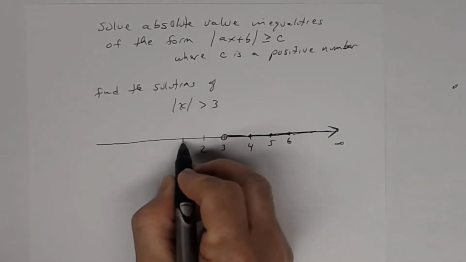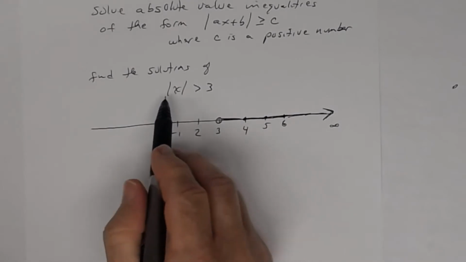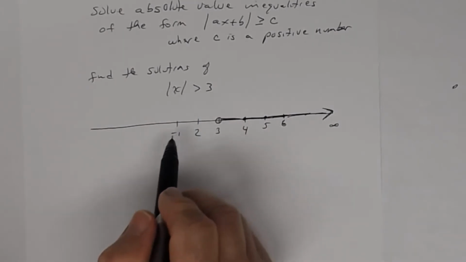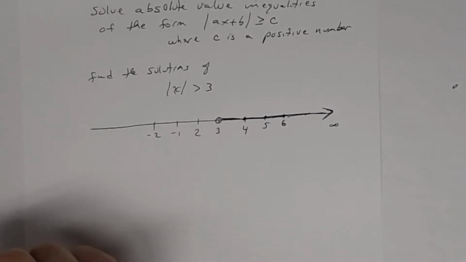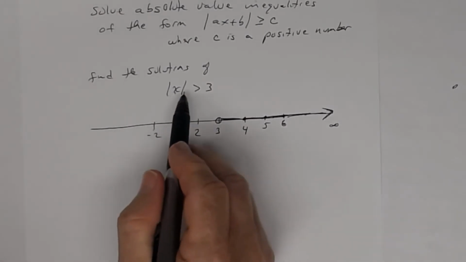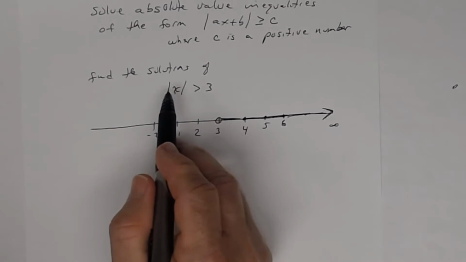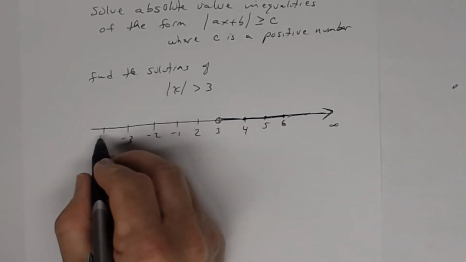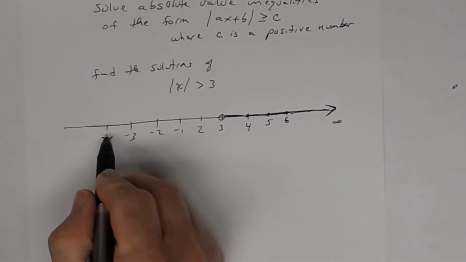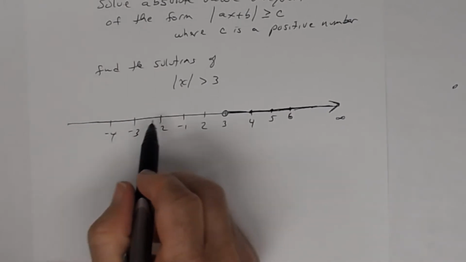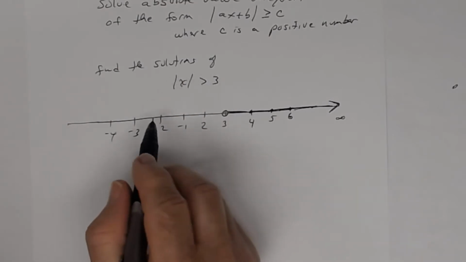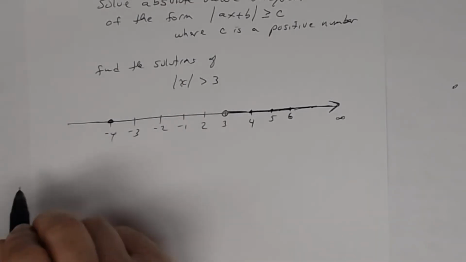Is -1 a solution? No. The absolute value of -1 is 1, and 1 is not greater than 3. Is -2 a solution? Same reason. The absolute value of -2 is 2, and 2 is not greater than 3. I'm going to come back to -3, but let's go to -4. Is -4 a solution? What's the absolute value of -4? 4. And is 4 greater than 3? The answer is yes. That is a solution.